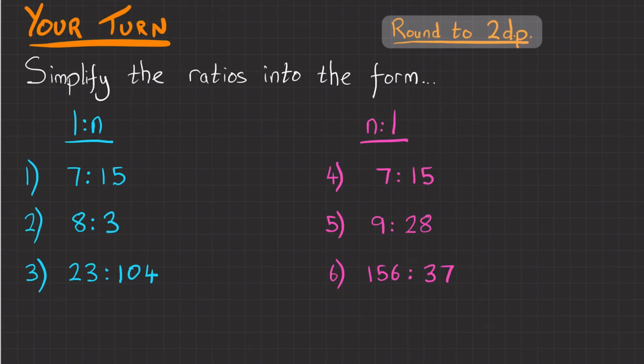6 questions for you to have a go with. Simplify the ratios into the form 1 to n for the blue questions and n to 1 in the pink questions. If you need to round to 2 decimal places, pause the video and resume when you're ready for the answers.